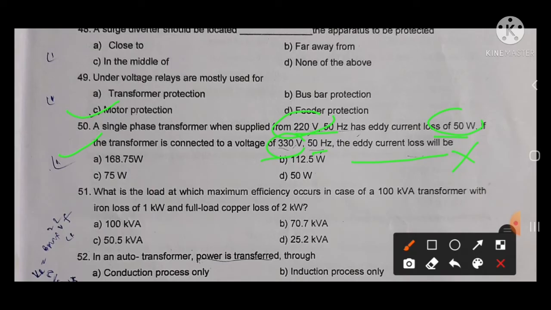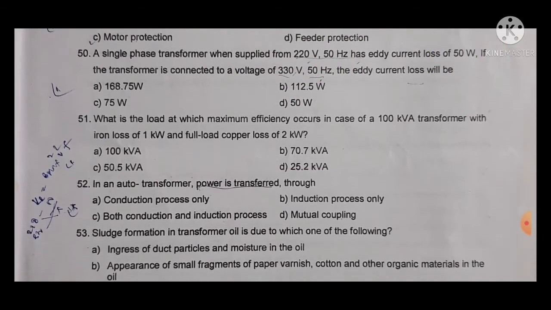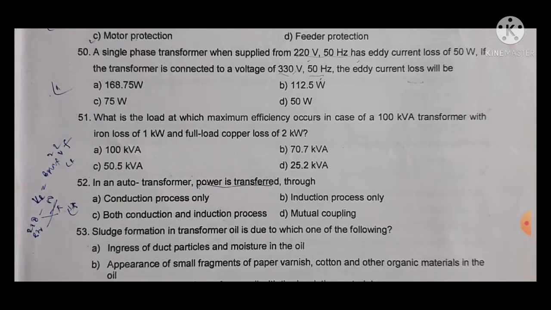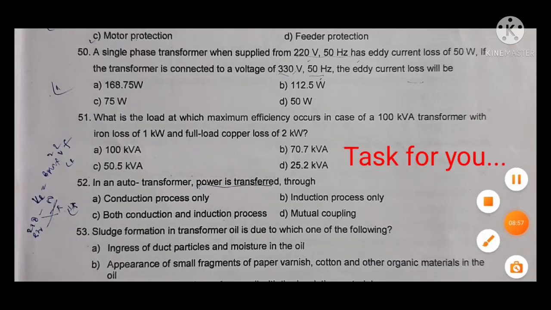All of you know that the eddy current loss formula is Ke f square Bmax square t square, per phase. So frequency and voltage are directly proportional, so you just square it: 220 upon 330 square equals 50 upon X. Find the value of X and you will find B as the answer. Next, what is the load at which maximum efficiency occurs? You just calculate the load here. This is your task. If you cannot, then just comment to me.